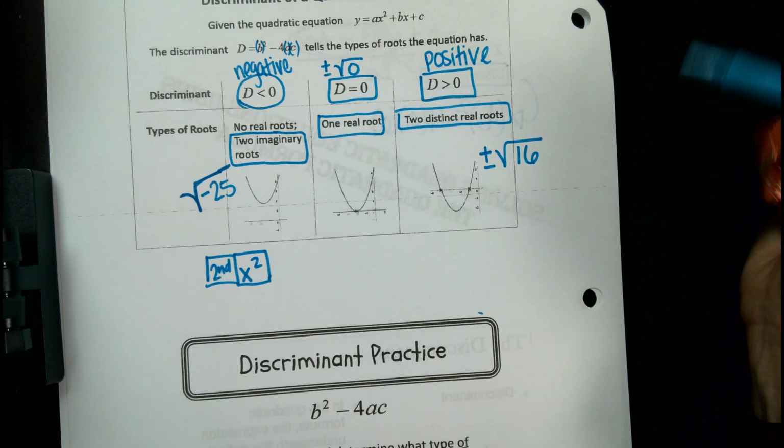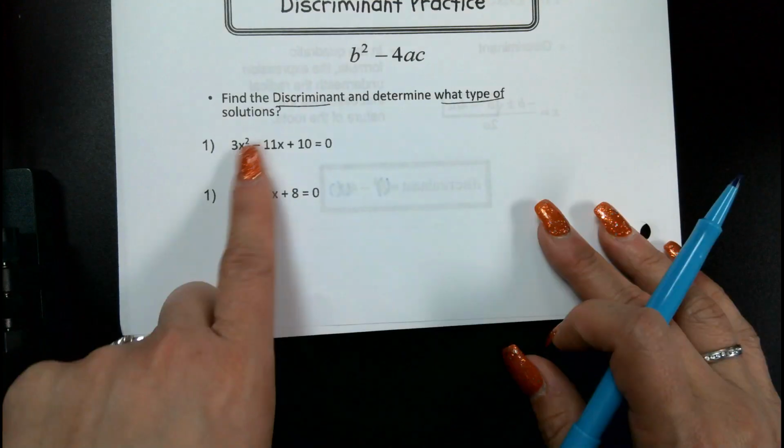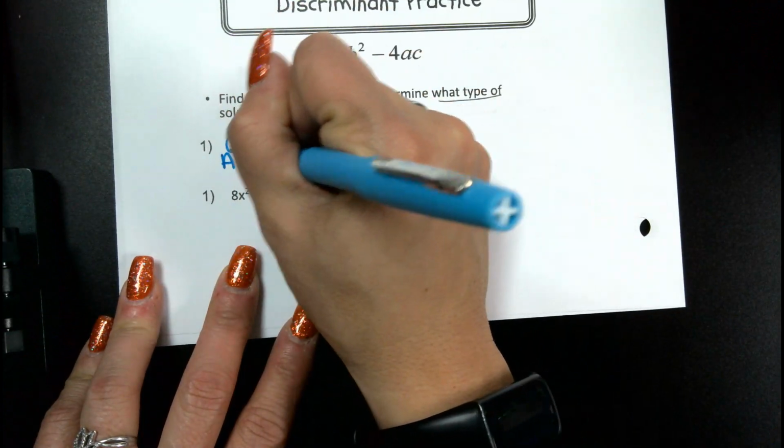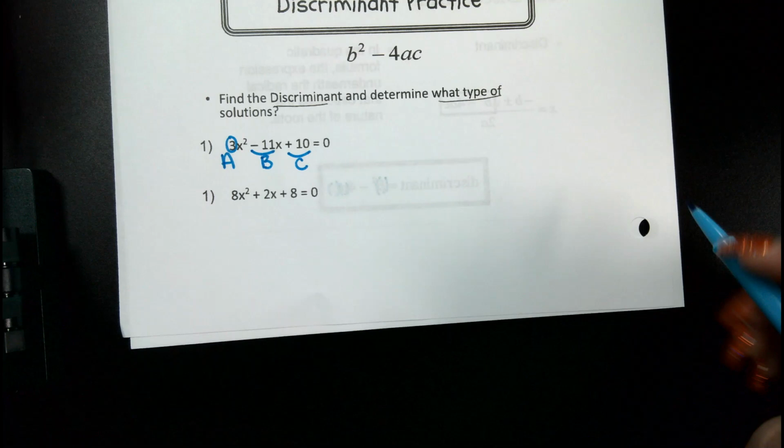All right, go down here to the bottom. We're going to practice this. Even when you're only dealing with the discriminant of the quadratic, this one's already set equal to 0. So here's A, right? The 3 is A, B is negative 11, and C is. So when we do the discriminant, this is all you guys have to write out.